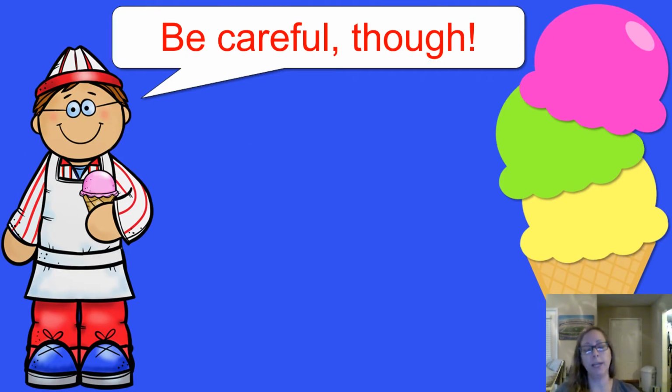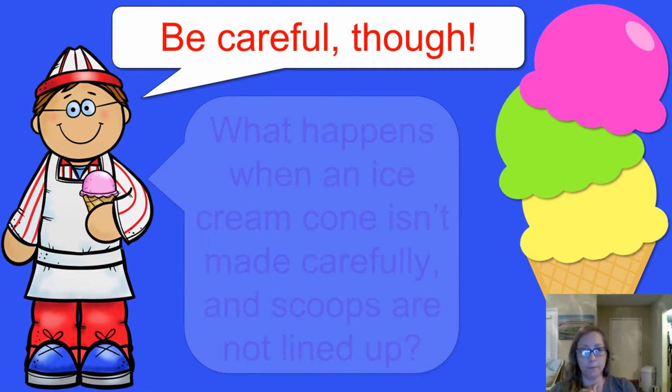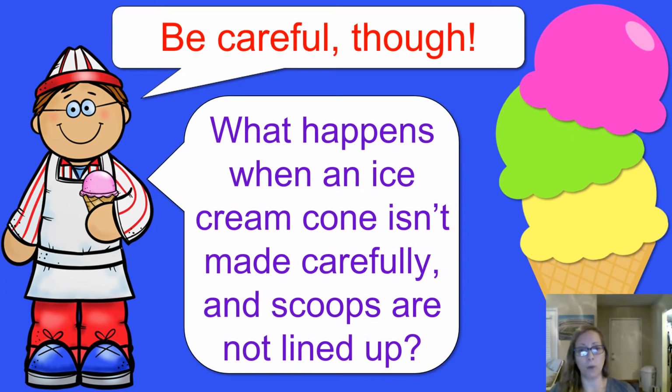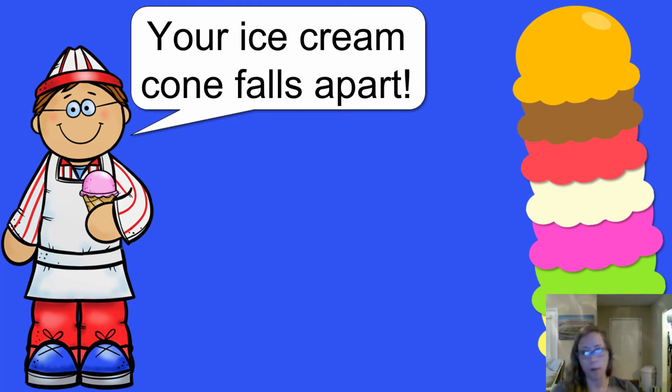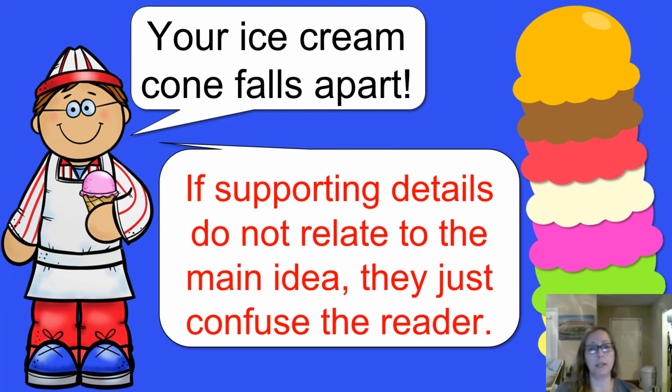I want you to really be careful though with supporting details, because students tend to make a few mistakes with them. So think about what happens when an ice cream cone isn't made carefully and the scoops aren't lined up, right? They're just kind of plopped on. Think about what happens. Yeah, your ice cream cone falls apart, right? Or drips all over the place. So if supporting details do not relate to the main idea, they just confuse the reader. So when you're finding supporting details from a text, it's not just any random fact that you're pulling out. They have to support that main idea cone.